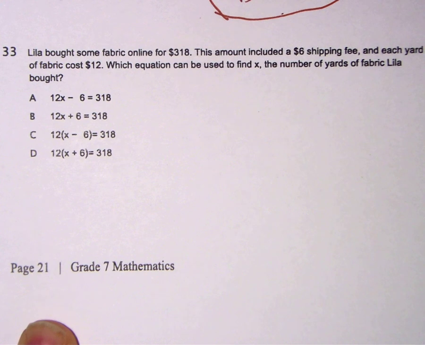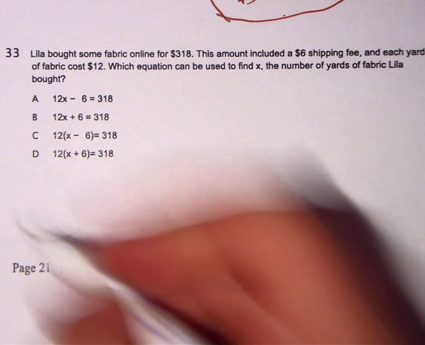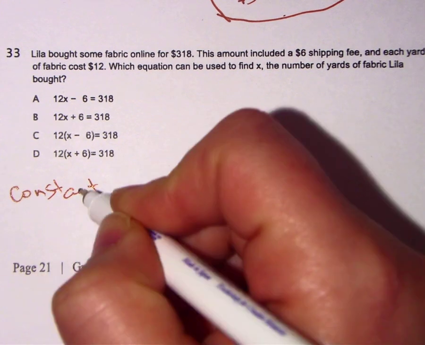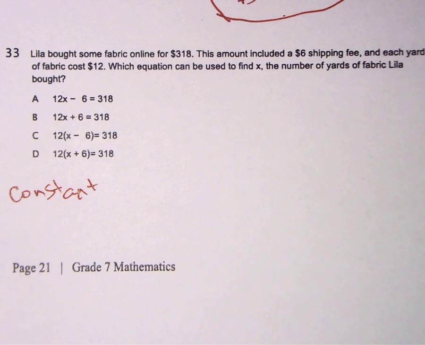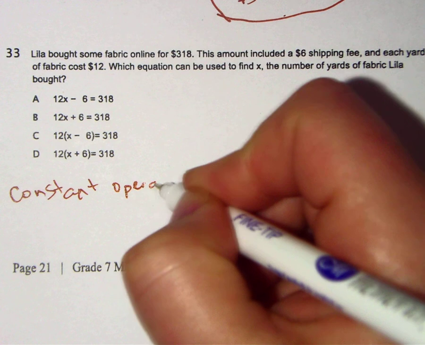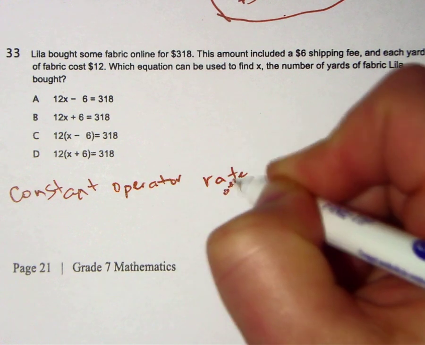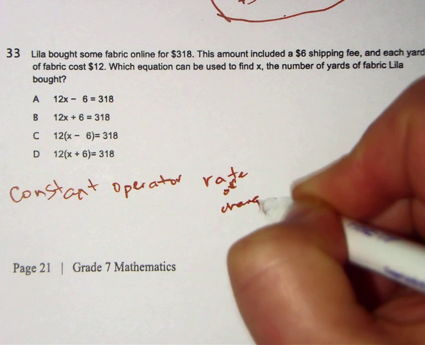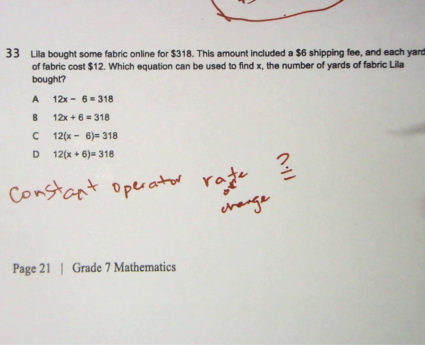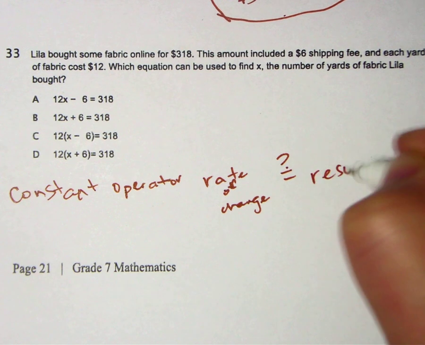Now, if you remember, we talked about how to write the equation, and you would need a constant. You may have to move these things around, but this is your basic, what you need: your constant, and then your operator, your rate of change, your is it equal or not, and your result, or the final amount.